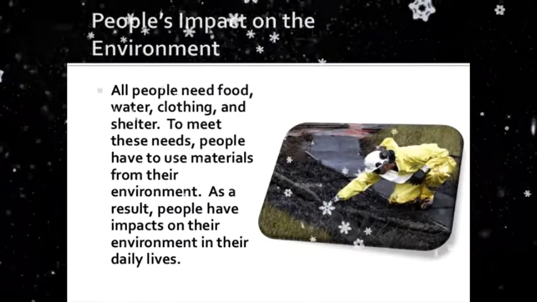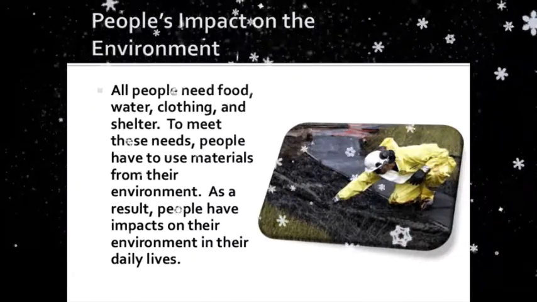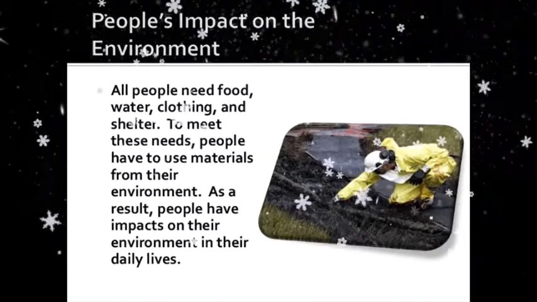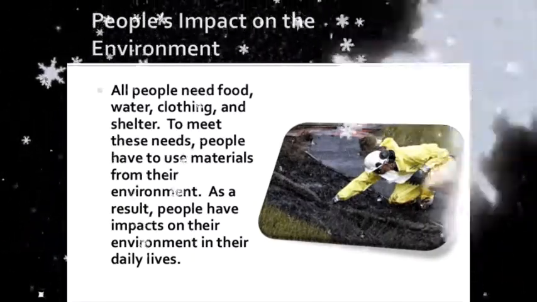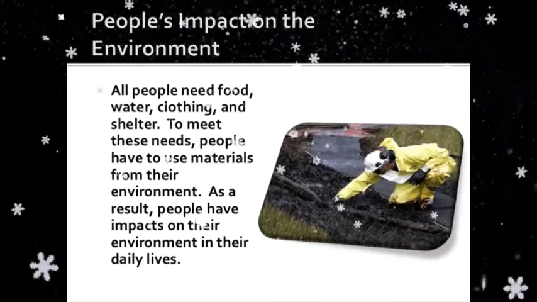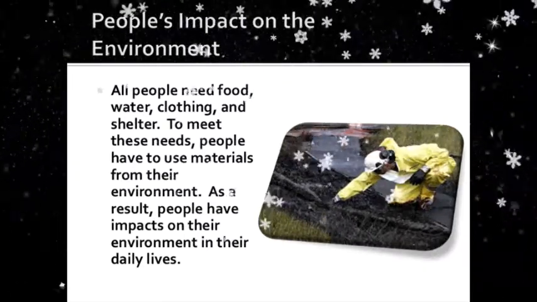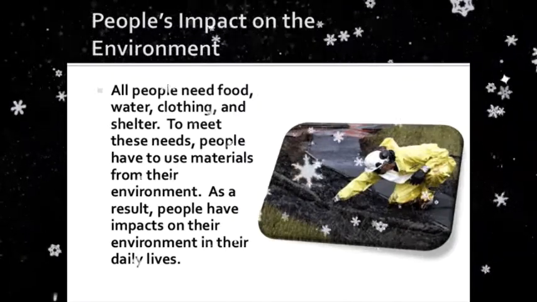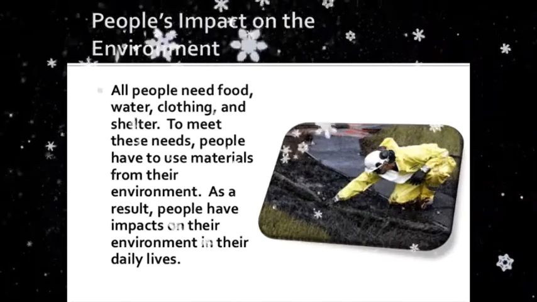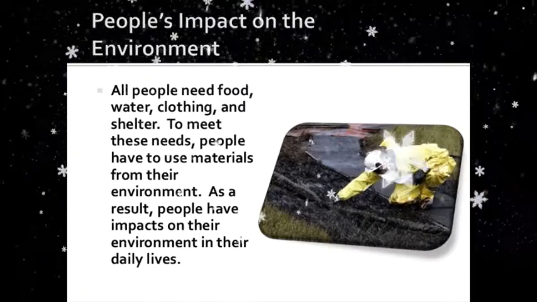So, food and water and clothing. Of course, that's very important for us as humans. We need water, we need food, and of course shelter as well as clothing. So in order for us to survive, we have to use our materials. As a result, people have impacts on their environment in their daily lives. So yes, the environment has played an important role in our life as human beings, because without the environment there will be no humans. We cannot survive for a short period of time. So that's it.